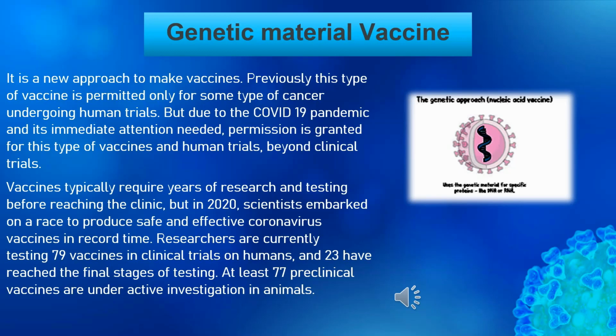Vaccines typically require years of research and testing before reaching the clinic, but in 2020, scientists embarked on a race to produce safe and effective coronavirus vaccines in record time. Researchers are currently testing 79 vaccines in clinical trials on humans, and 23 have reached the final stages of testing. At least 77 preclinical vaccines are under active investigation in animals.